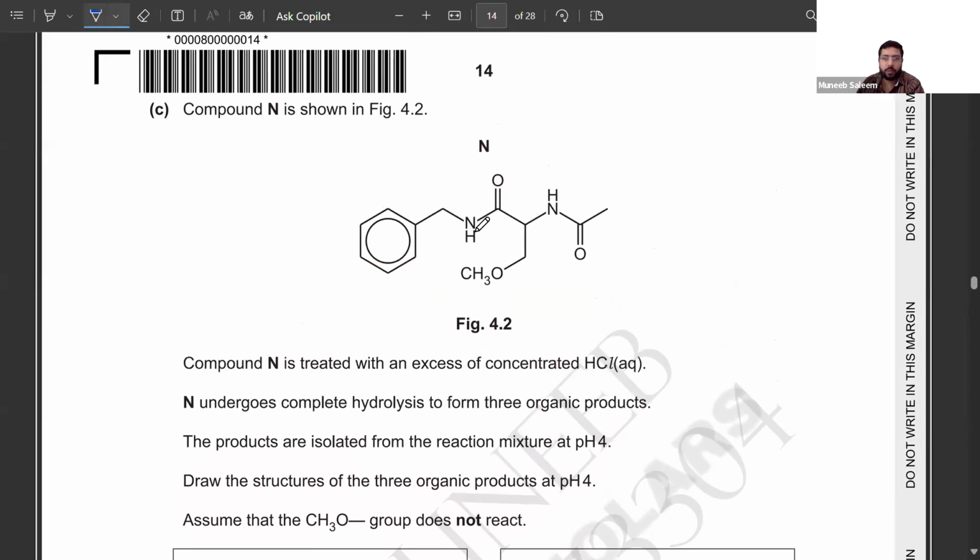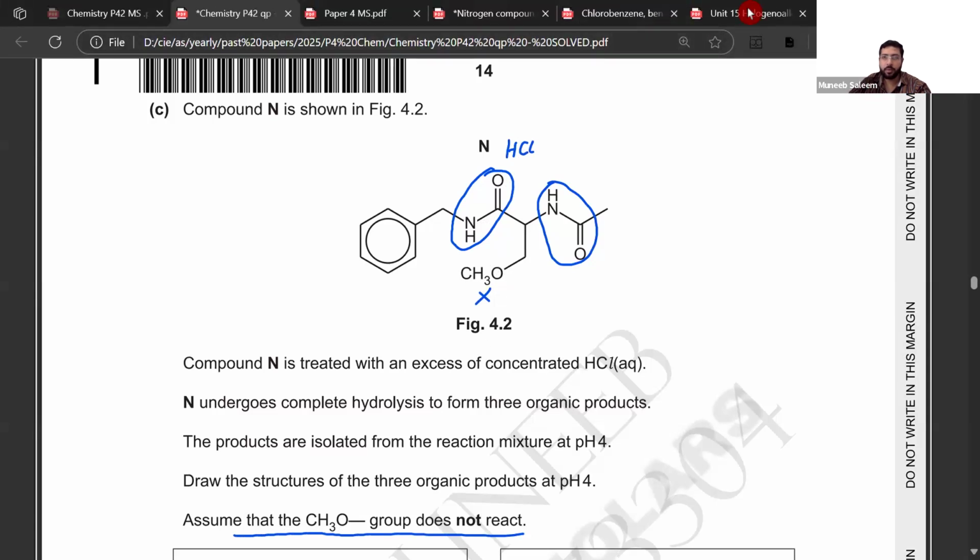Now what do we see here? We see that in the compound N we have the amide group present here and another amide group present here. And it says to assume that CH3O does not react. So this will not be reacting with the HCl. So the reaction is between the amide with the HCl. Now I have to show you the literature. What happens when there is a reaction between an excess of the HCl with the amide compound.